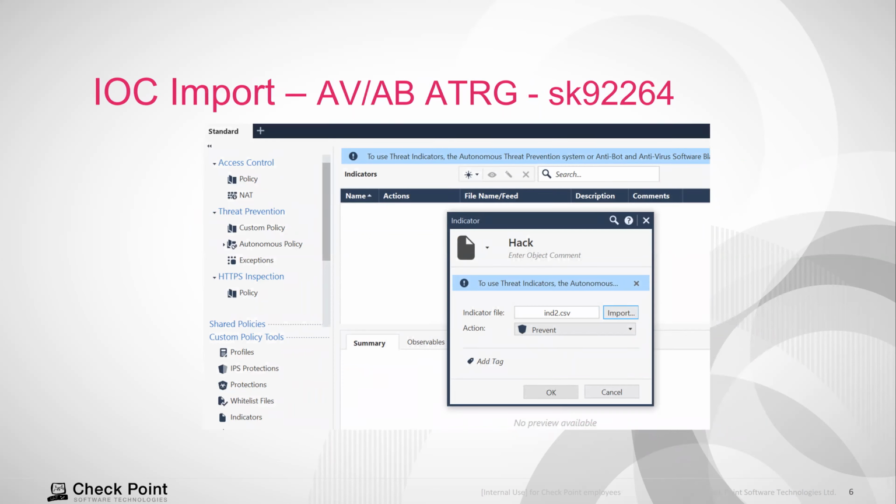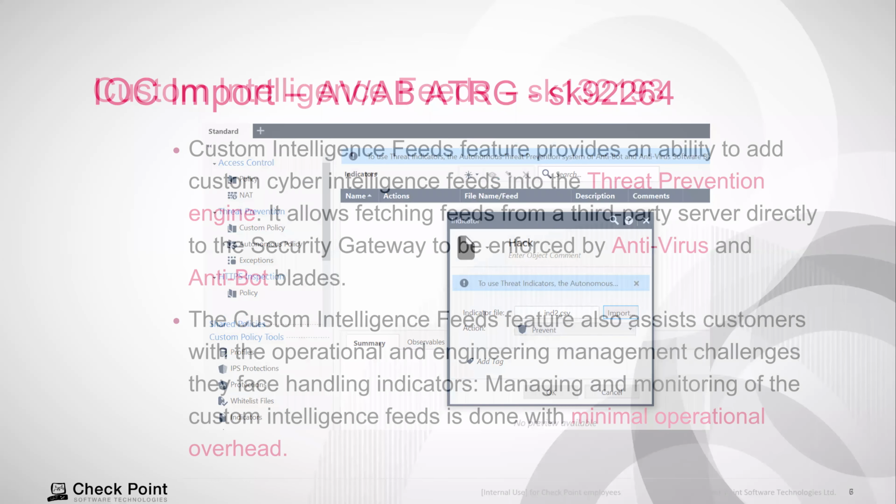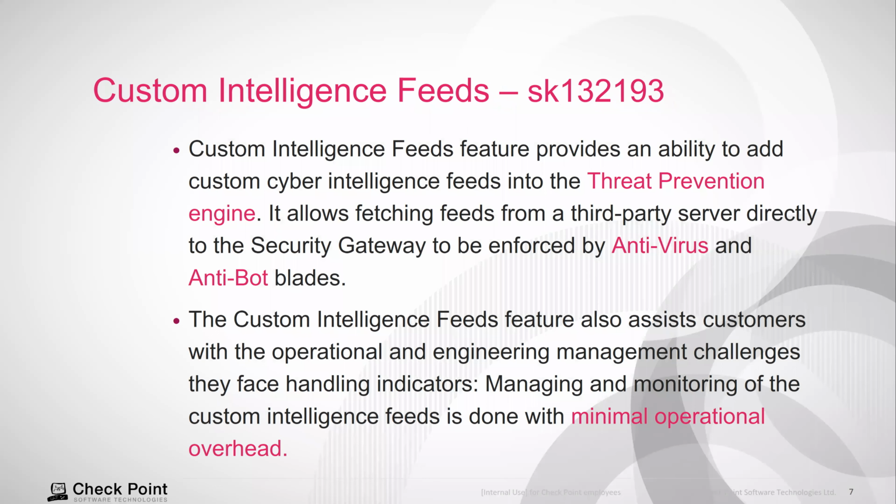And you can see you're basically just pulling a file. That's the file that I'll use in the demo. So both custom intelligence feeds and IOC import both use the threat prevention engines, and they depend on the antivirus and antibot blades.